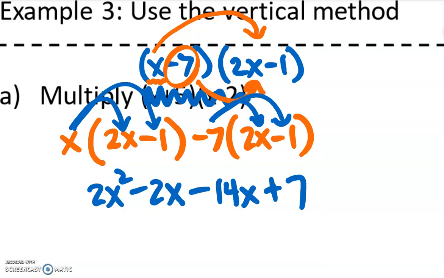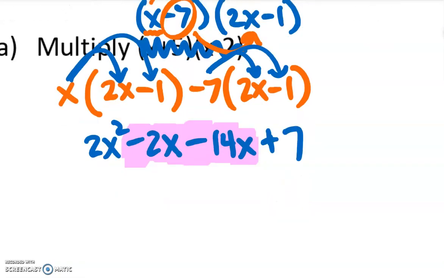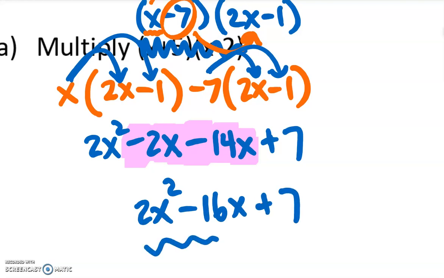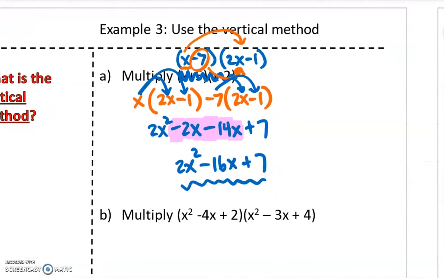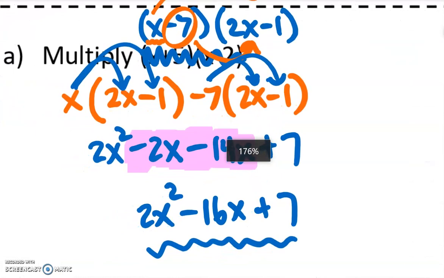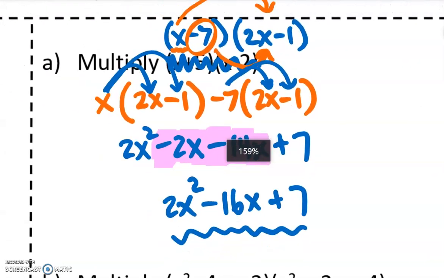And now we can see that we can combine the like terms here and then rewrite our final answer, which is 2x squared minus 16x plus 7. That is our answer. So again, just another method to multiply binomials there.